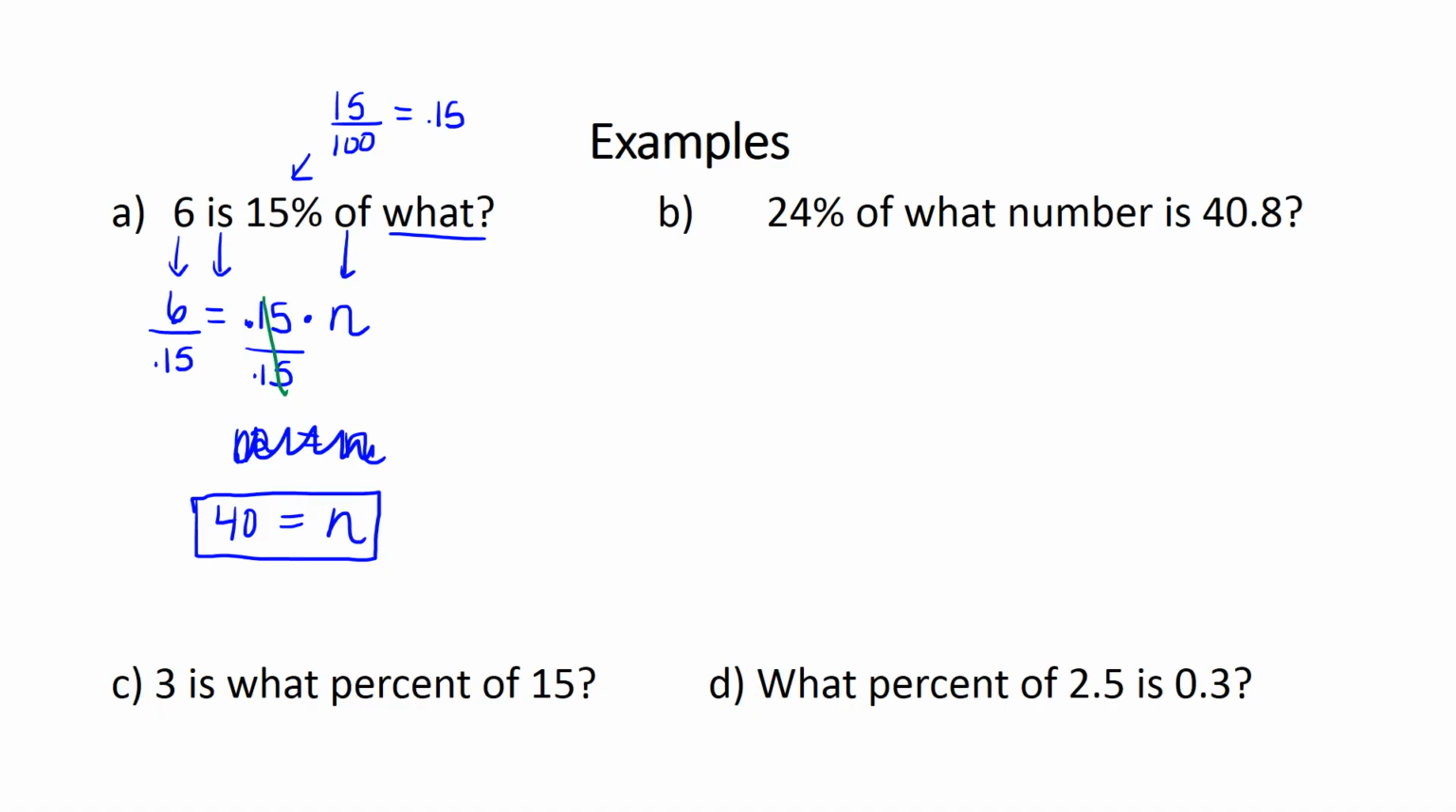The next one is 24% of what number is 40.8? So 24% of what number? Again, 24% you need to change to a decimal, which becomes 0.24, of, which becomes times, what number, is becomes equals.